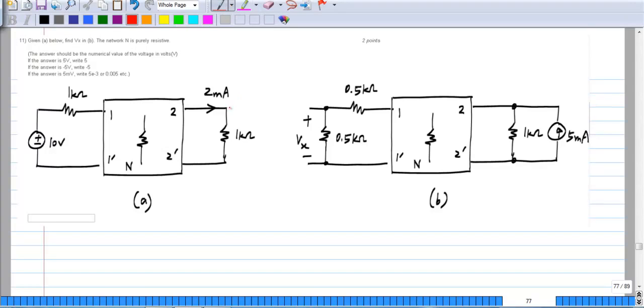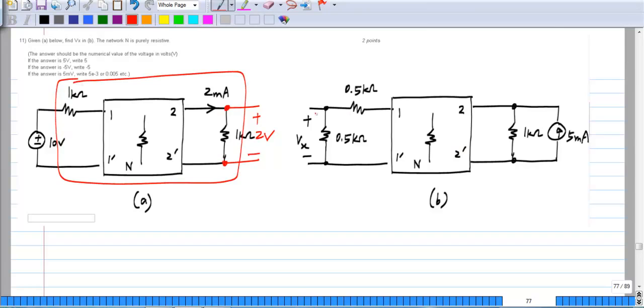So first we know that this voltage here is 2 volts. It is 2 milliamp times 1 kilo ohm. Okay. So now if I think of this as my 2 port, let's say this is my 1 prime and 2 prime. The ratio of this voltage to that voltage, that is basically G21, which is given by 2 volts divided by 10 volts, or it is 1/5. Now whatever I have enclosed in this, the new 2 port I have defined is purely resistive and therefore reciprocal.